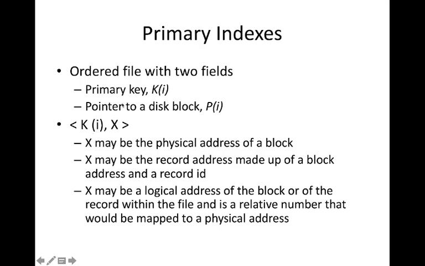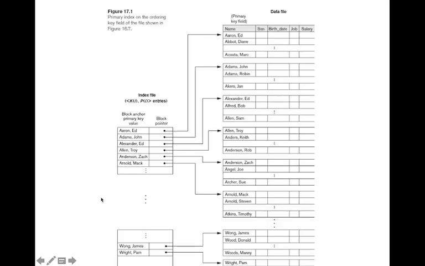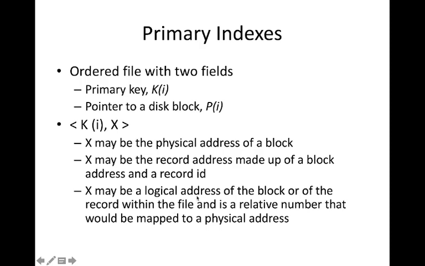So this primary index file will be in this pair: primary key, comma, pointer to the block, or P(i) can be replaced with x, and x can be anything. It can be a physical address of a block, a record address, or a logical address. You have learned about virtual addressing and logical addresses in operating systems. So it can be a logical address of the block also, and all the displacement will be calculated and you will get the actual record.